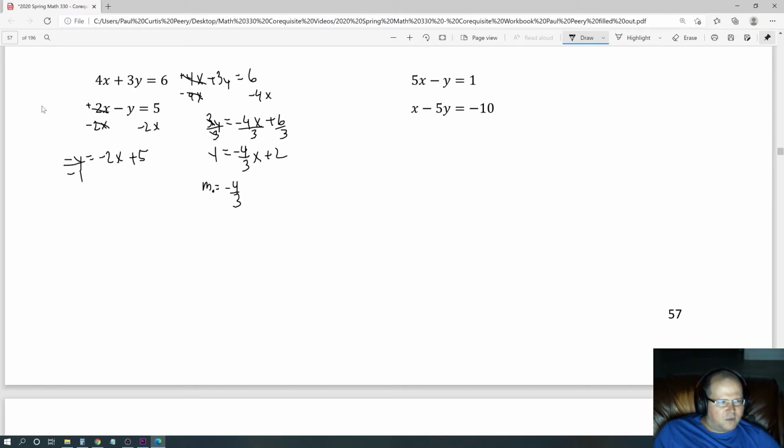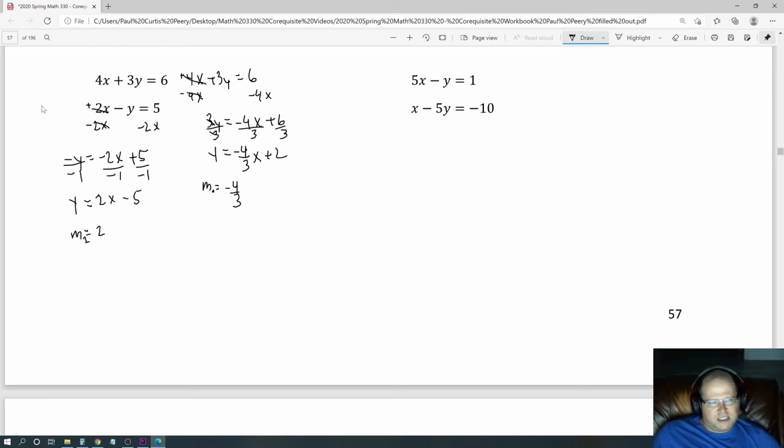And we don't want a negative y, we want a positive y, so we divide everything by negative 1, or we can multiply everything by negative 1, or we can just flip all the signs. Same equivalence, right? So negative 2x turns into positive 2x, adding 5 turns into subtracting 5. At this point, what's the slope? Well, the slope is 2. So the slope of the second equation is 2.